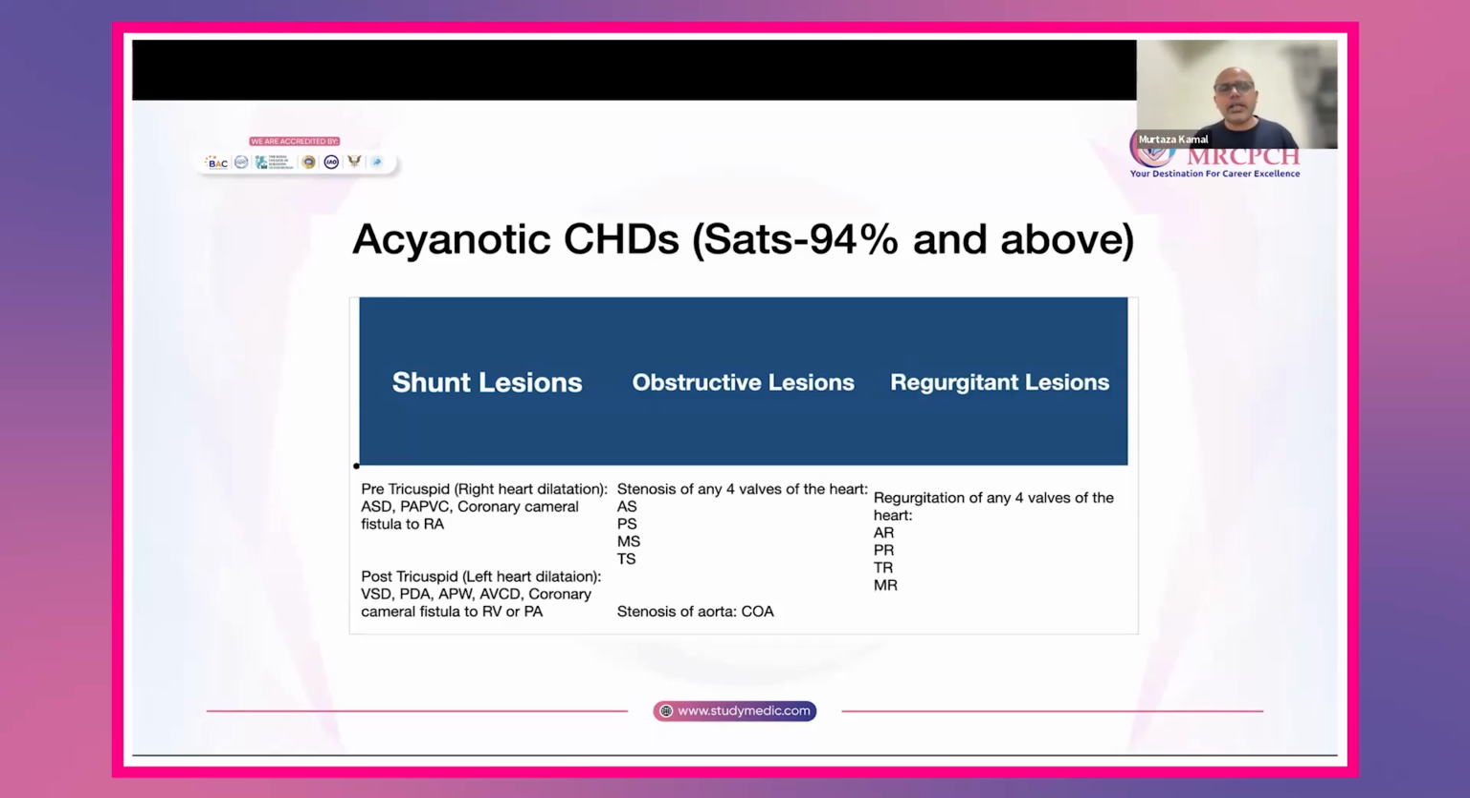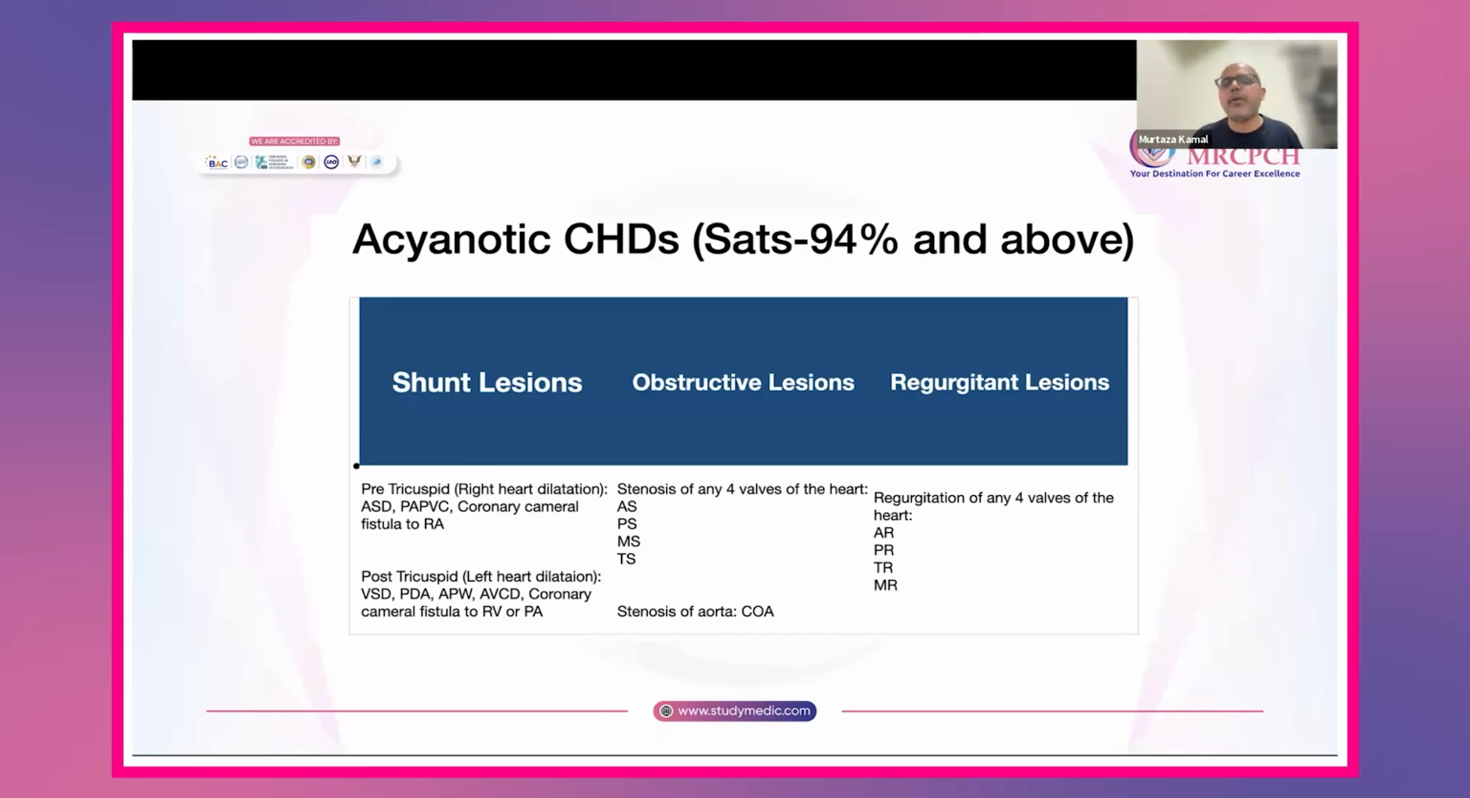So again, the acyanotic congenital heart diseases are shunt lesions divided into pre-tricuspid, causing right heart dilatation, and post-tricuspid, causing left heart dilatation. Examples of pre-tricuspid: ASD, PAPVC, coronary cameral fistula into RA. Examples of post-tricuspid: VSDs, PDAs, AP window, AV canal defect, coronary cameral fistula opening into the RV or the PA. Examples of obstructive and regurgitant: all the four valves can get stenotic or regurgitant, add coarctation of aorta in the obstructive basket. So this is the way the whole of the acyanotic congenital heart diseases are classified.